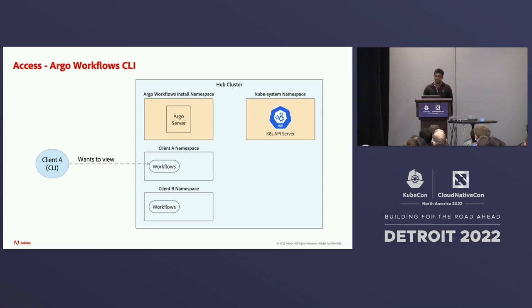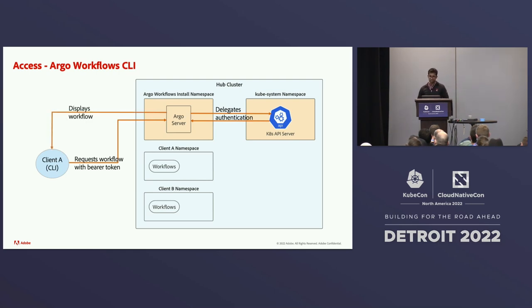The Argo workflows command line interface, or CLI, is also exposed by the Argo server, but the mechanism for scoping access here is slightly different. This time, instead of an identity provider, the Argo server actually delegates authentication, in our architecture and in the general Argo workflows architecture for SSO, sorry, for the CLI, to the Kube API server. The client includes a bearer token in their request, which may be automatically included as part of an exported kubeconfig file locally or as part of a token in the actual CLI request that's going out. The token is validated by the K8s API server, and if the token is valid and contains the necessary permissions for the requested resource, then the request is granted.